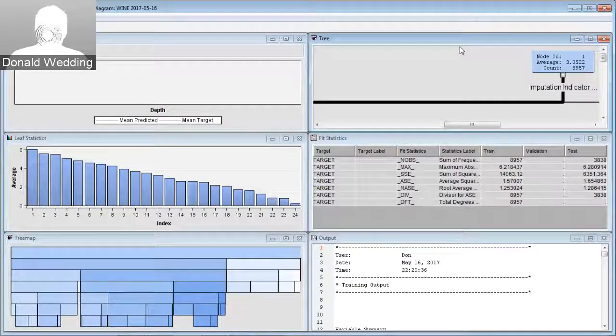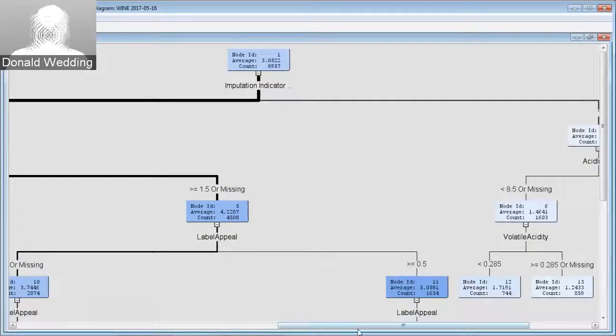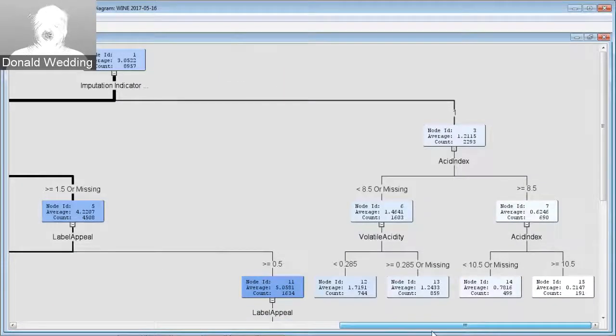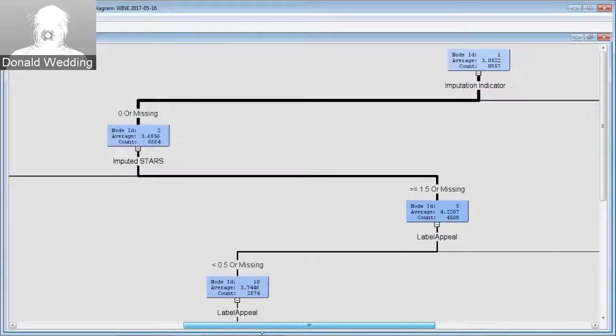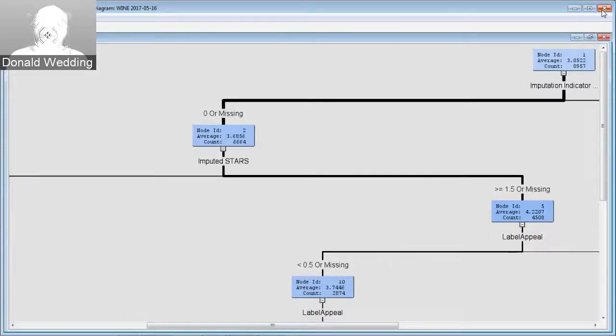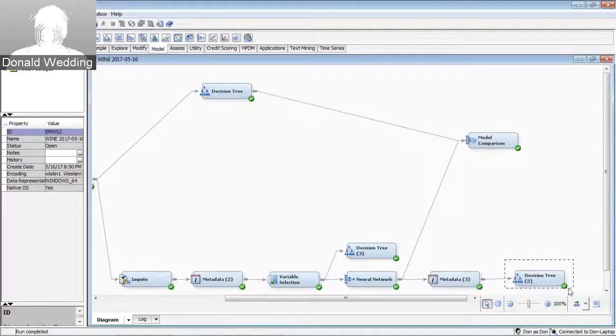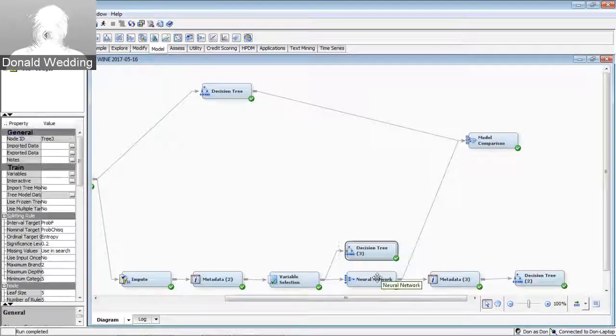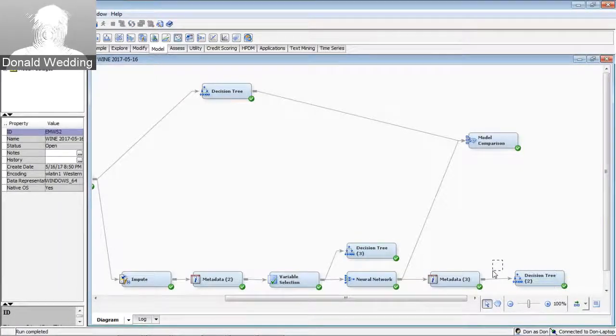I'm hearing stunned silence. Makes sense. Okay. Fair enough. So let's take a look at our friend, this tree. Look, the tree also has that indicator, only it looks at asset index and not label appeal. So there are some slight differences, but this guy here is explaining the tree, and this guy is explaining the true target. So this is what helps you explain what's going on in the neural network.